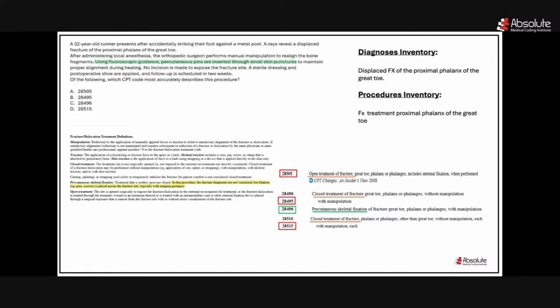Excellent job. How are you all doing? How are you all doing, coders? Let me know in the chat. Are we good? Okay, so I got one more scenario here. Let's check it out.